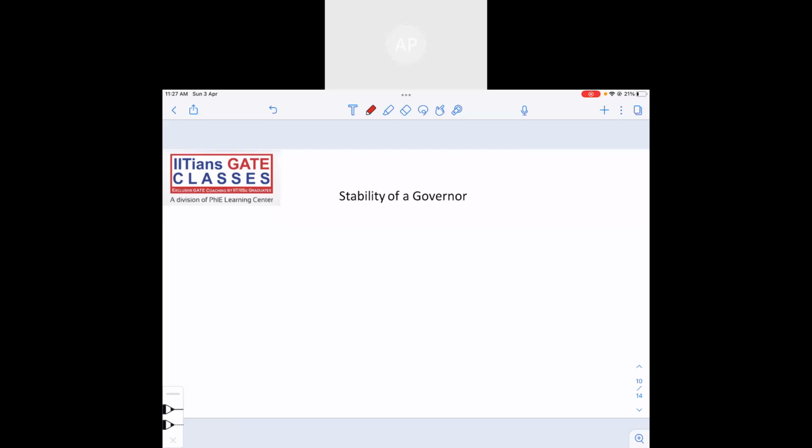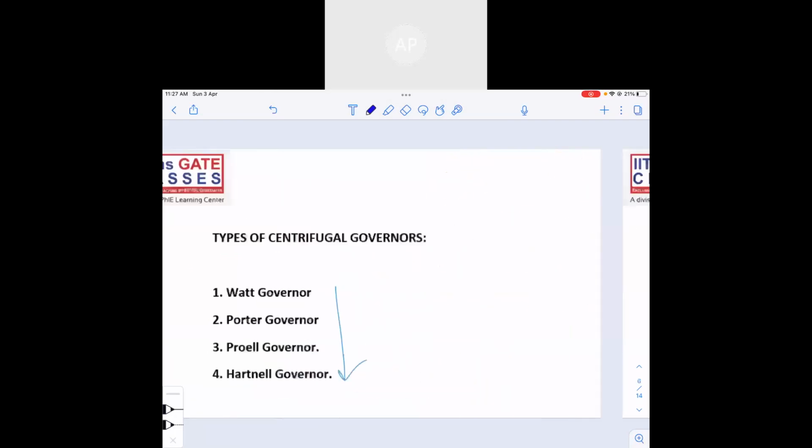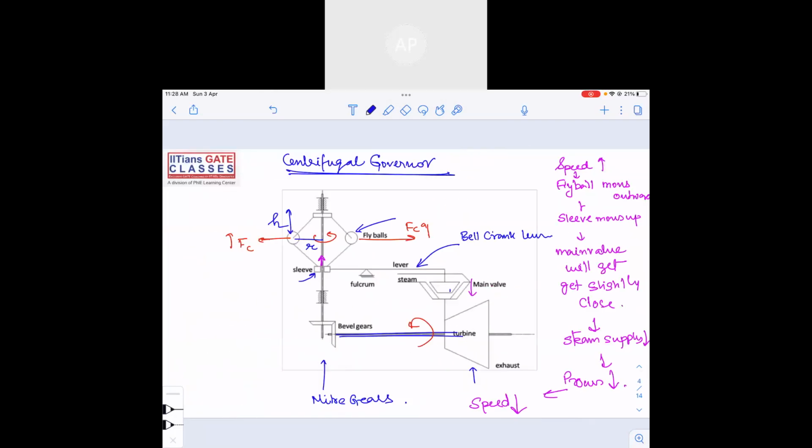Now the function of the governor is that if N increases, the radius of rotation should increase. Yes or no? देख लेते हैं एक बार, कोई बात नहीं. Here you have seen, right? If speed increases, the fly ball has to move out. If the fly ball is moving out, what is happening to the radius? Radius is increasing. N increases implies radius increases. N decreases implies radius decreases.